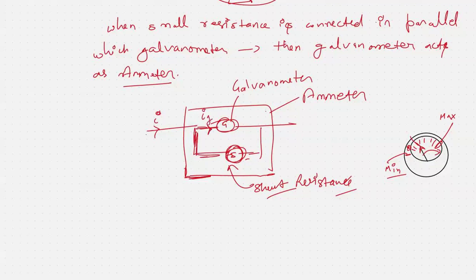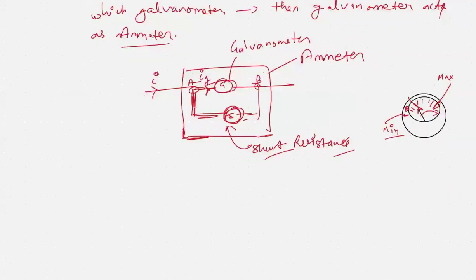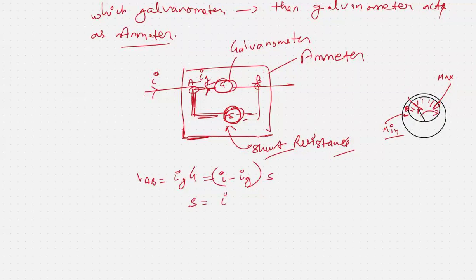The potential across point A and point B is the same, right? So VAB is equal to IG times G, which is equal to (I minus IG) times S, because whatever current passes through the galvanometer, the rest passes through the S. If you resolve this equation, S will come out as IG times G divided by I minus IG.